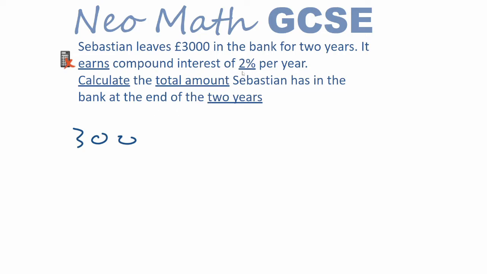So we have a 2% interest increase here. So what that means is we're going to do 3,000 times 1.02, which is our multiplier for a 2% increase. And then we see it's for 2 years. Normally you'd put your number, then your multiplier to the power of n, with n being the amount of years. But since we have to do this non-calculator, I'll have to work this first value out, so that would be 3060.